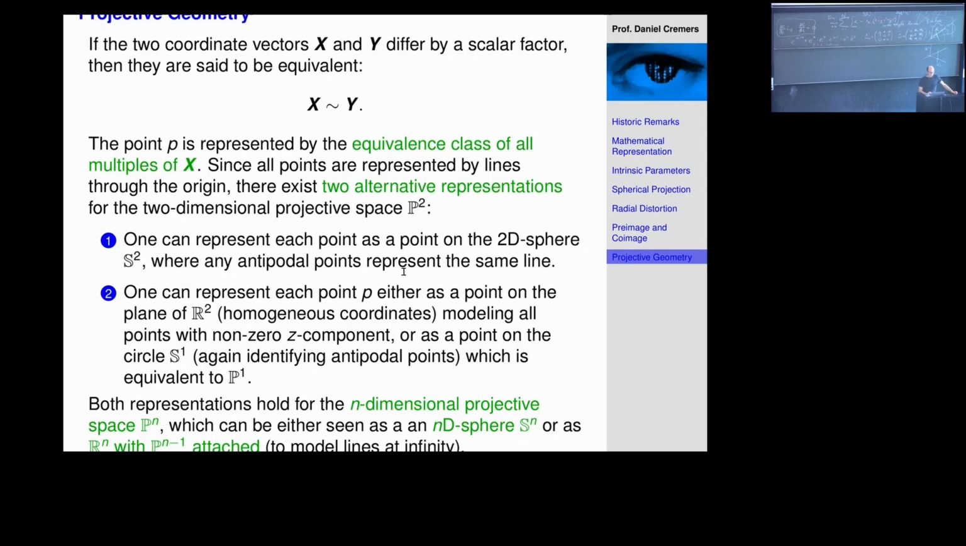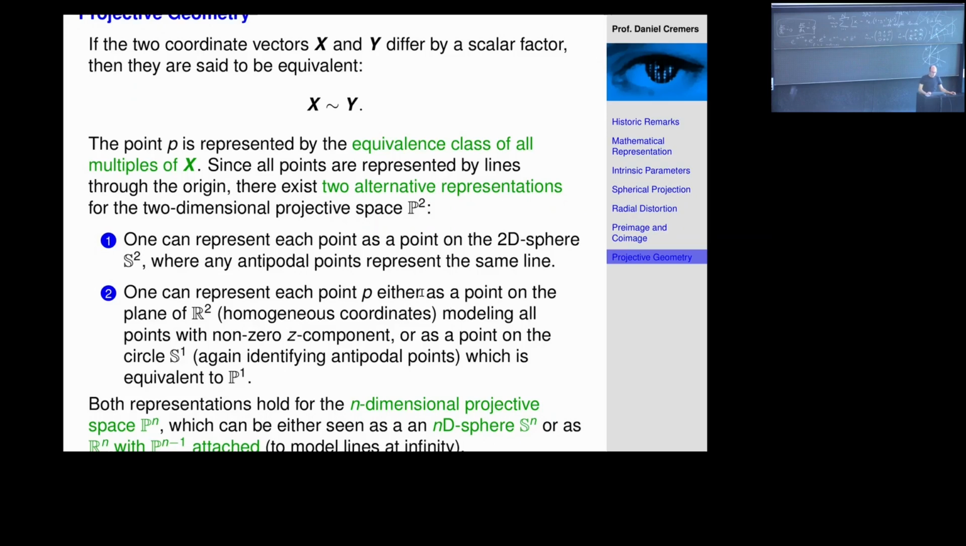And so that actually gives two alternative representations of projective spaces. For example, the projective space P2 can be represented by each point on the 2D sphere. This is a sphere that basically defines all possible lines through the origin, where antipodal points are the same. If I have a sphere here, then this point and that point are the same point because it's this line going through them. So all these antipodal points, this and that one, are the same element. This is one way to parameterize the projective space.